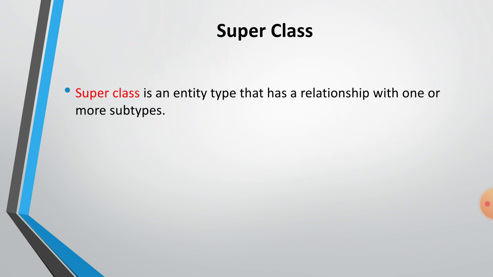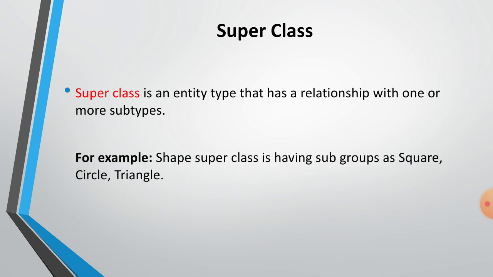Next, what is meant by superclass? A superclass is an entity type that has a relationship with one or more subtypes. Every superclass has a set of subclass entities. A superclass entity has a set of attributes. By using those attributes, new subclasses will be formed.